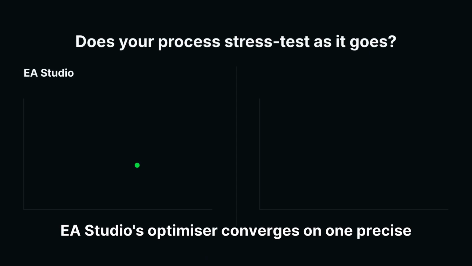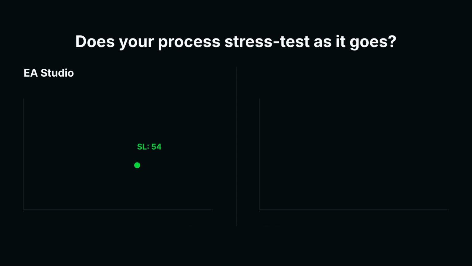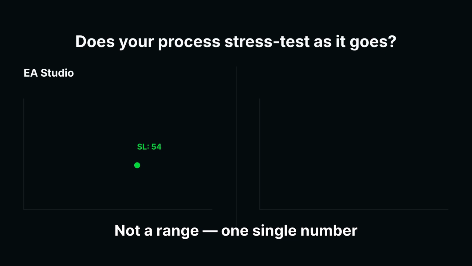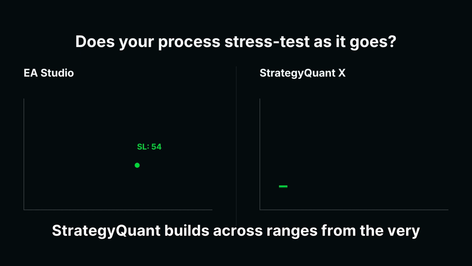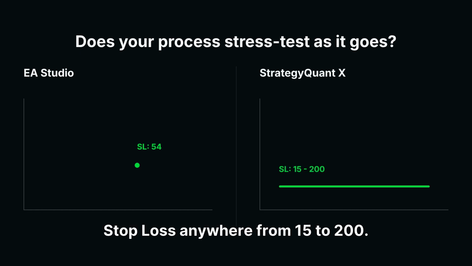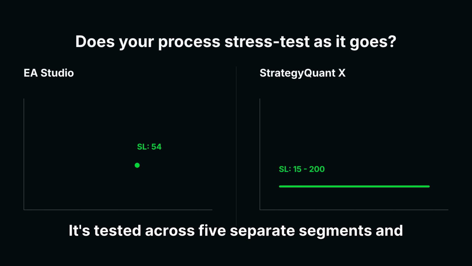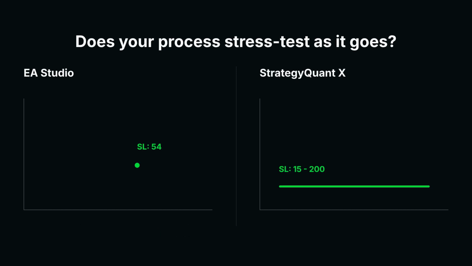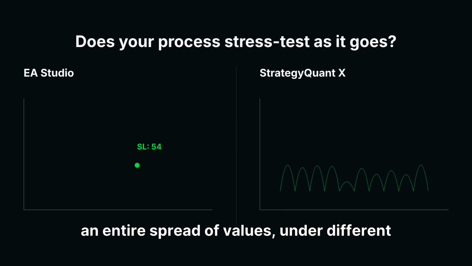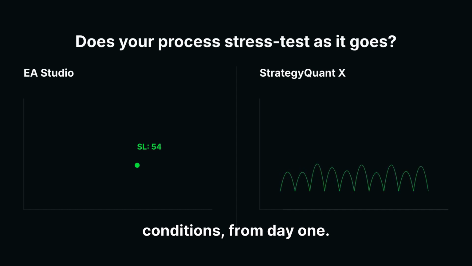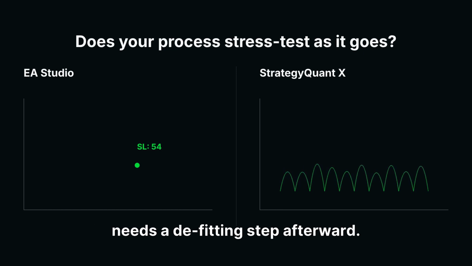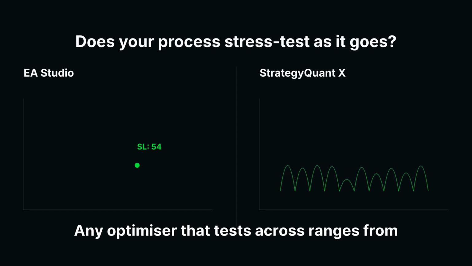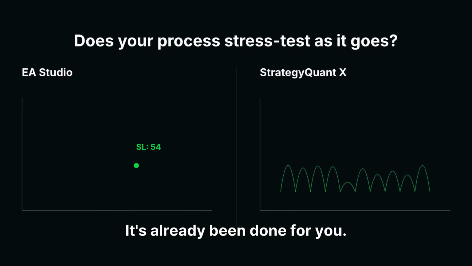EA Studio's optimizer converges on one precise answer per run. Stop loss 54, not a range. One single number it decided was best for that specific slice of history. StrategyQuant builds across ranges from the very start. Stop loss anywhere from 15 to 200. It's tested across 5 separate segments and multiple generations. It's never converging on one magic number to begin with. It's proving the strategy holds up across an entire spread of values under different conditions from day one. So here's the actual rule. Any optimizer that curve fits down to one exact value needs a defitting step afterward. Any optimizer that tests across ranges from the start doesn't need that step. It's already been done for you.